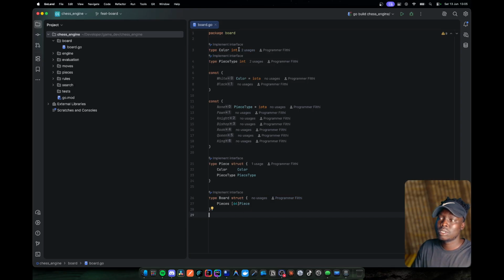As you can see, we are building a custom type called Color, which is of type integer. This is also a custom type called PieceType, and it is of type integer as well.